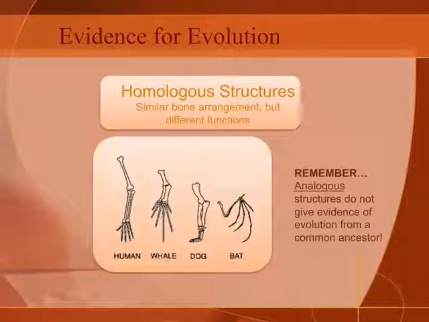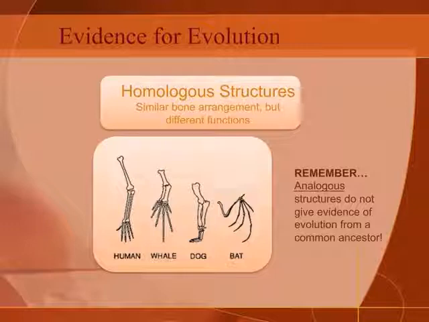So even though the human arm is for manipulating objects, the whale flipper is for swimming, the dog leg is for walking, and the bat wing is for flying, we have some sort of a relationship between these organisms due to the similarities in their bone structure.